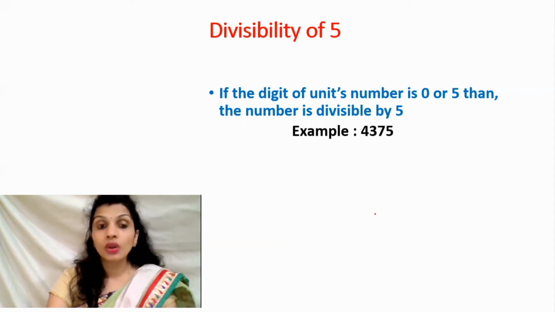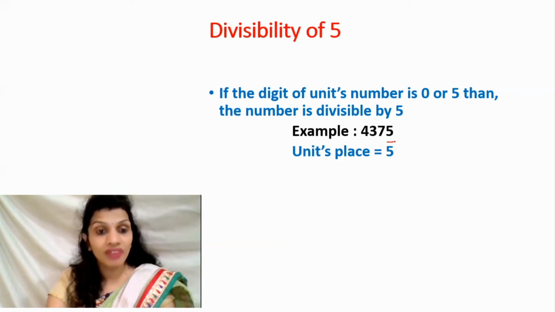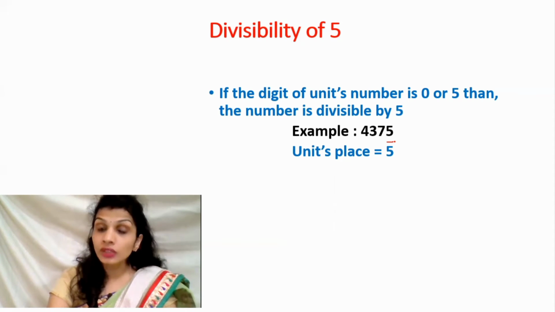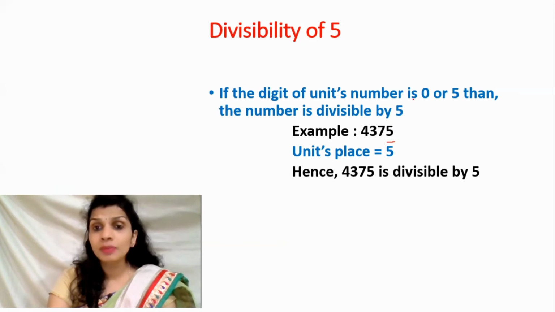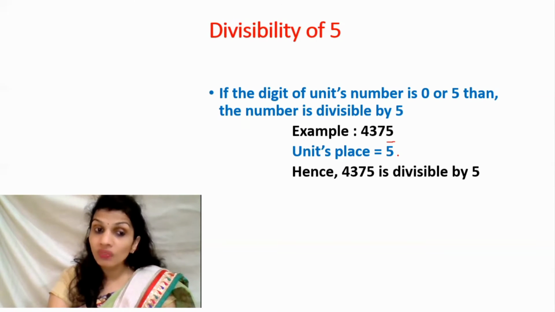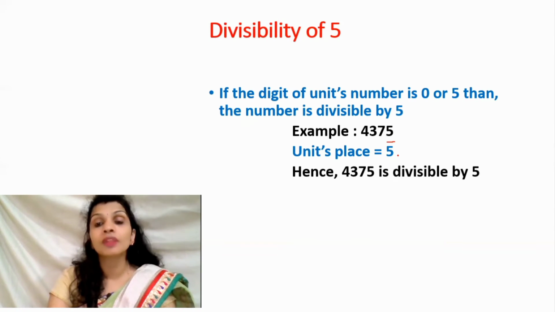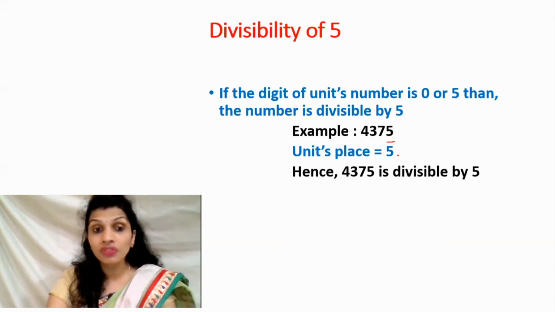4375. Now here in the unit place, which number is there? Yeah, you can see that here in the unit place, 5 is there. So according to the rule, we can say that this number 4375 is divisible by 5. But if I write some other number, suppose 4372 or 4373, then since there is no 5 or 0 in the unit place, it will not be divisible by 5. Now, let us move further.